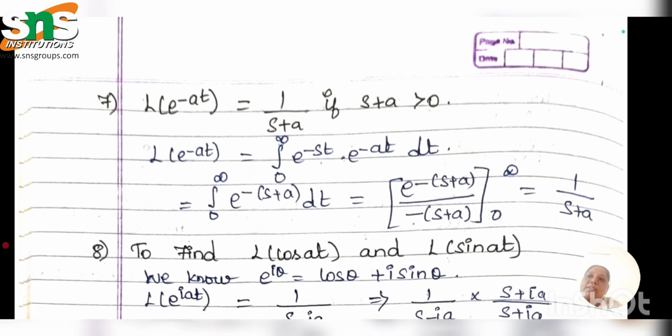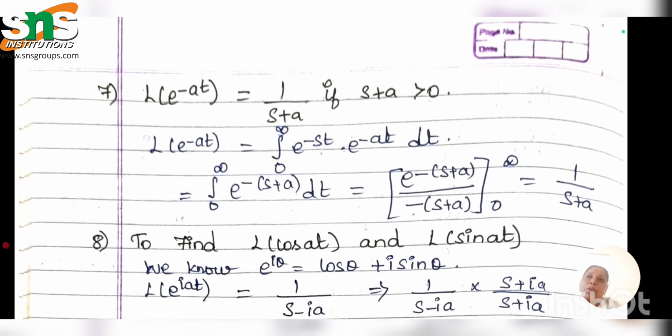So that is L of e power minus at. Now we are going to find L of e power minus at, which is nothing but 1 divided by s plus a, where s plus a is greater than 0. So we are substituting f of t equal to e power minus at. So the integral from 0 to infinity of e power minus st into e power minus at dt.